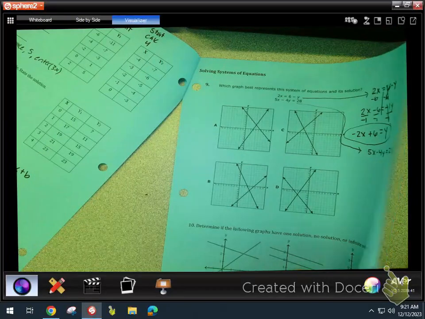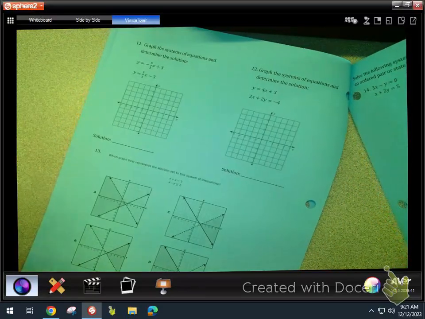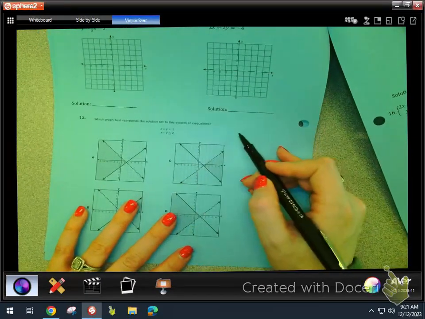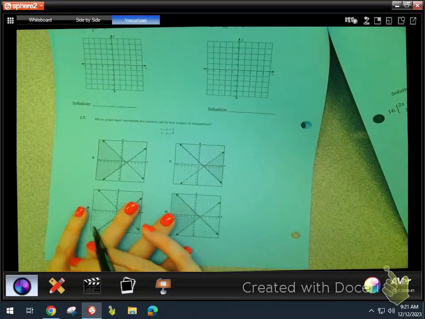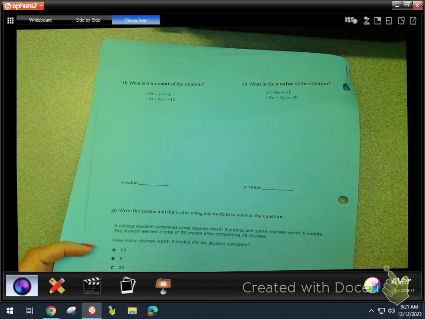Keep flipping. Let's see what else is on here. Some more graphing, so you can have some rulers. 13 is inequalities. Remember, pay attention to your shading. Do you need help with that? We need to go over that. And then the last pages are set up for substitution and elimination type problems. Okay?